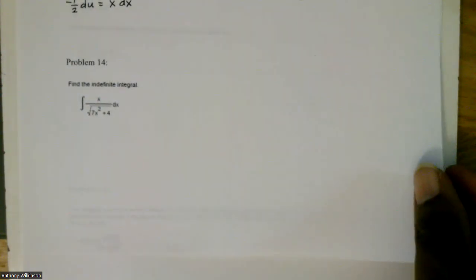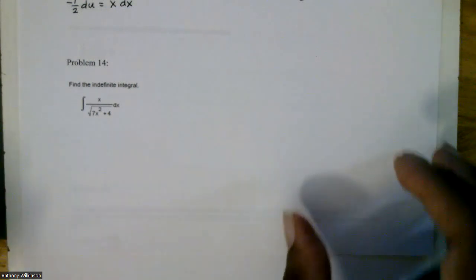All right, problem number 14. In this case here, we're finding the indefinite integral again. The integral of x divided by the square root of 7x squared plus 4 times dx.